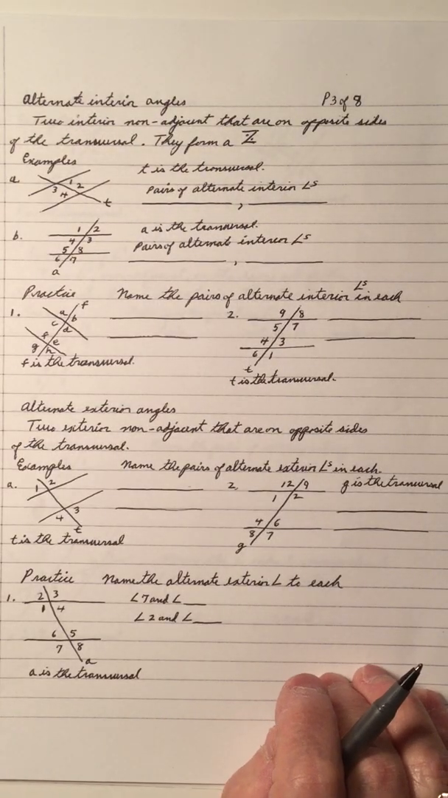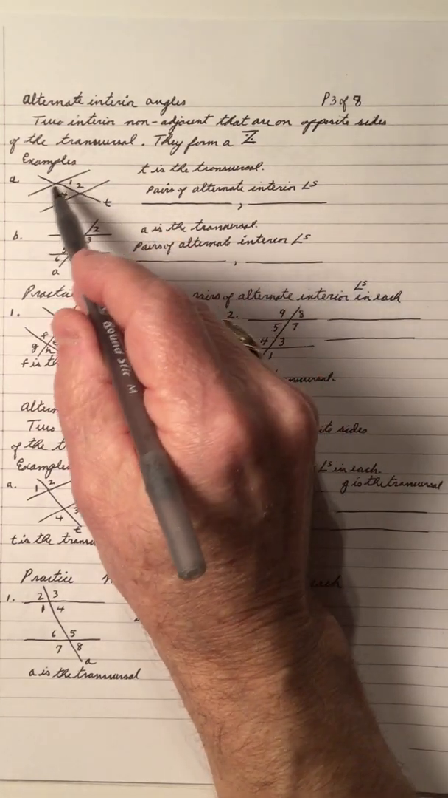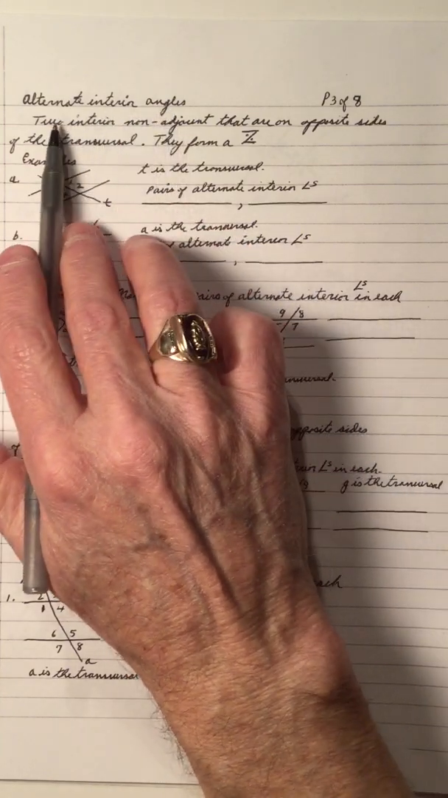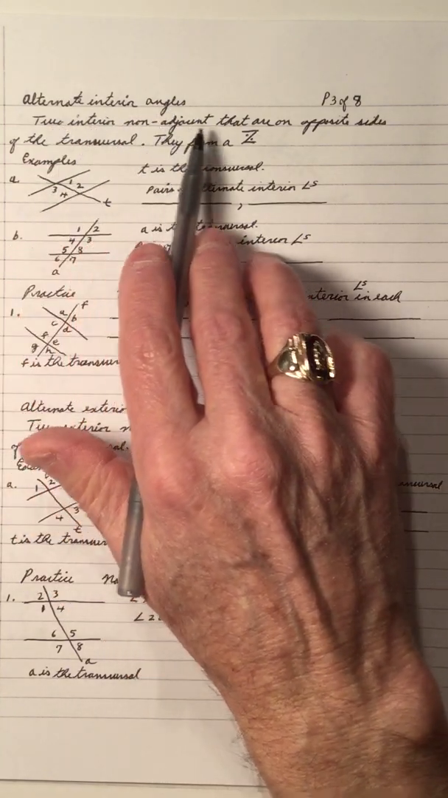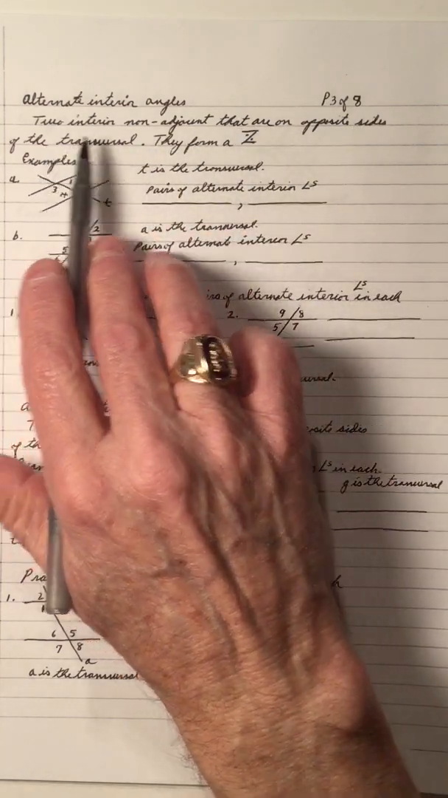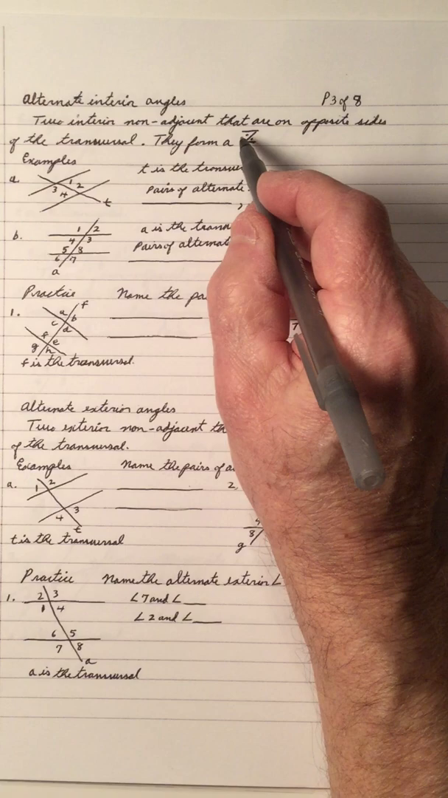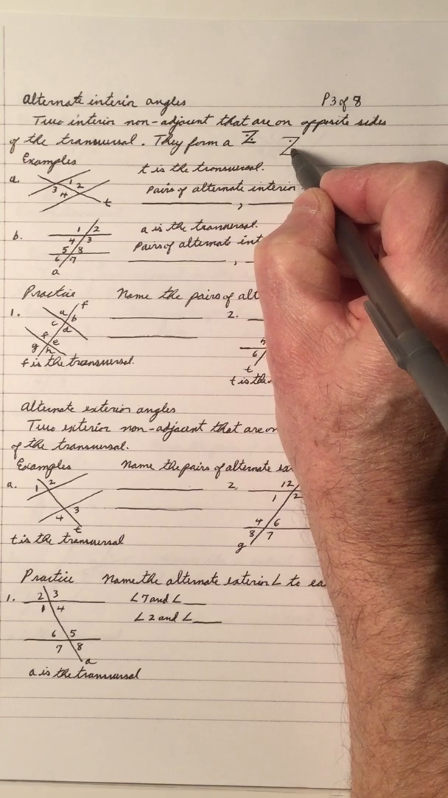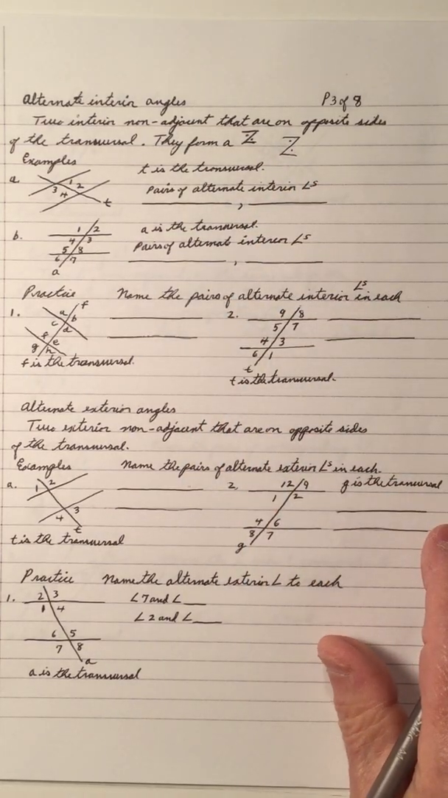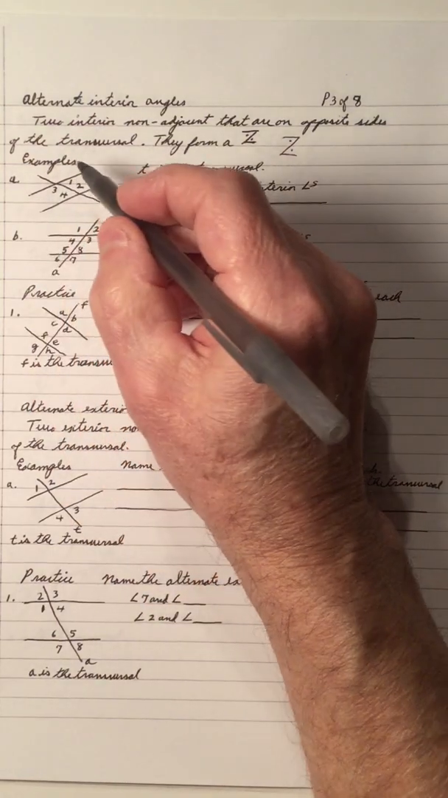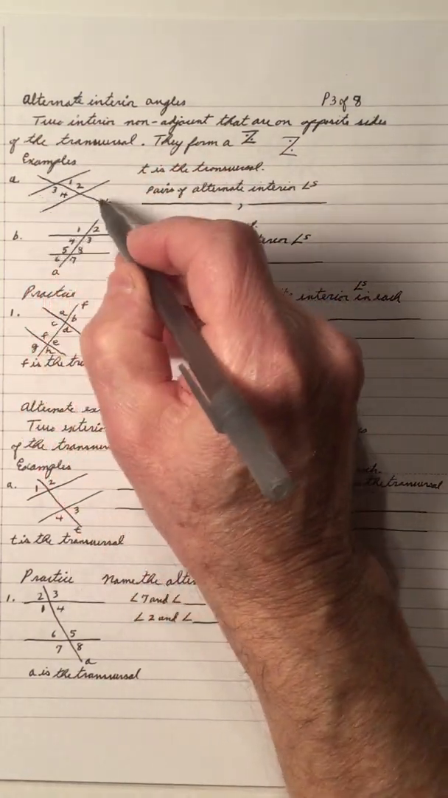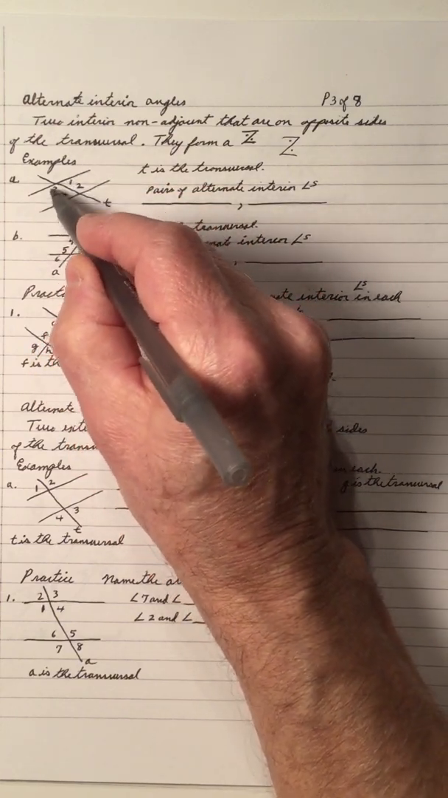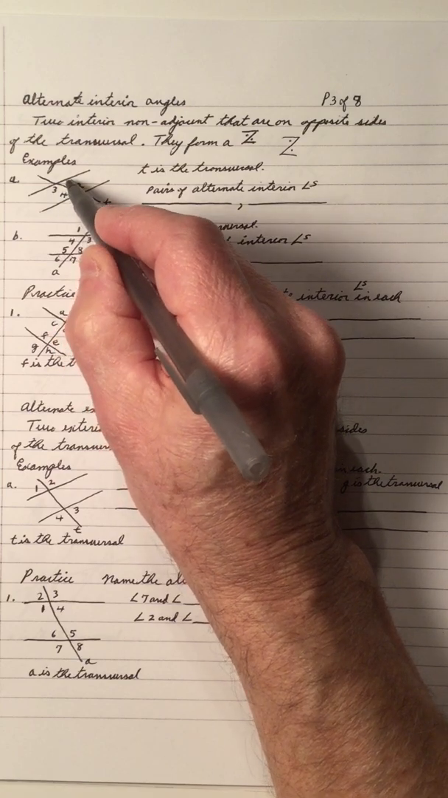So we have different names of angles pertaining to these lines cut by a transversal. We have what we call alternate interior angles. Two interior angles, non-adjacent, that are on opposite sides of the transversal. They form a Z. So if you form a Z like that, we have alternate interior. Alternate means to move across the transversal. So think about it. We have a transversal T, two lines, so they're interior angles. Here are the interior angles, so they're alternate, moving across the transversal.